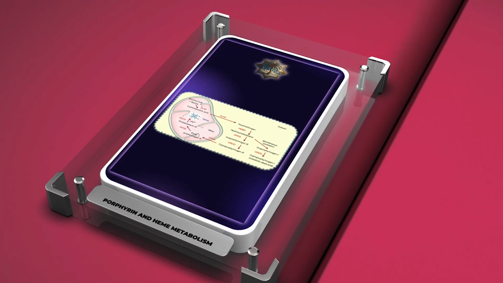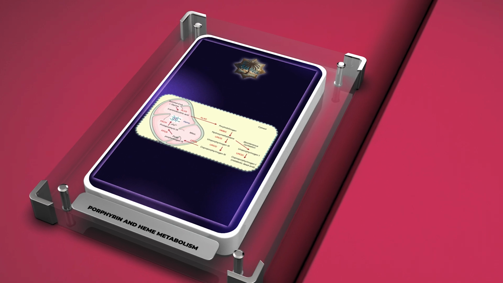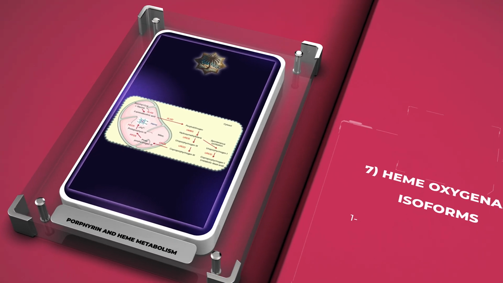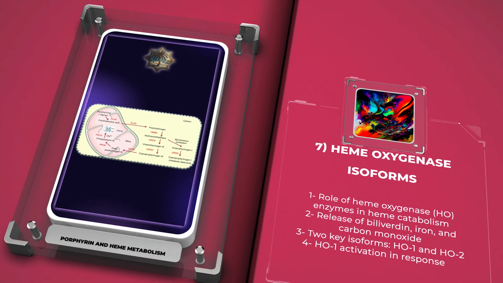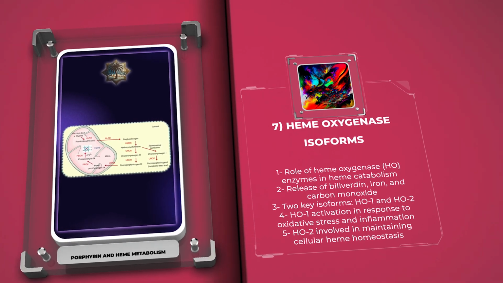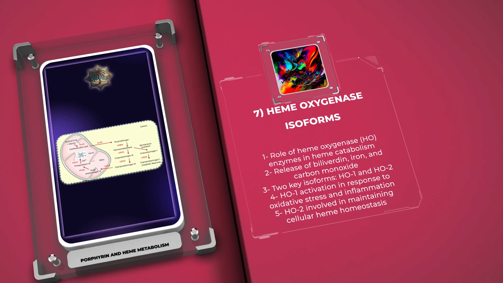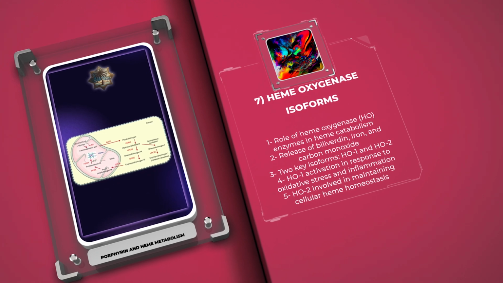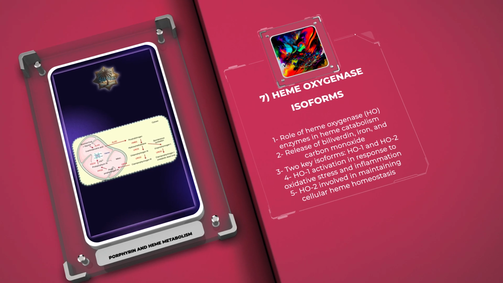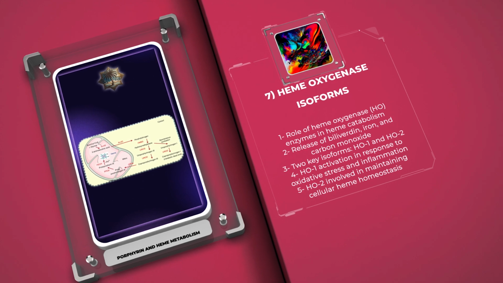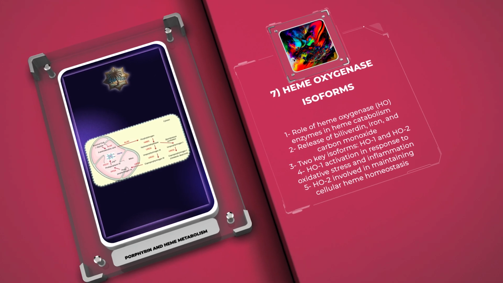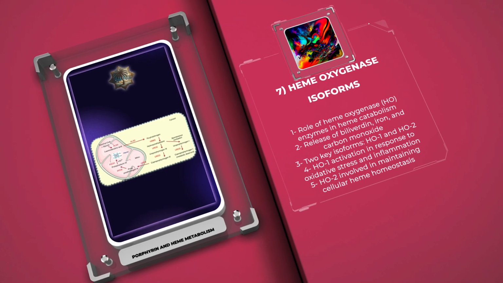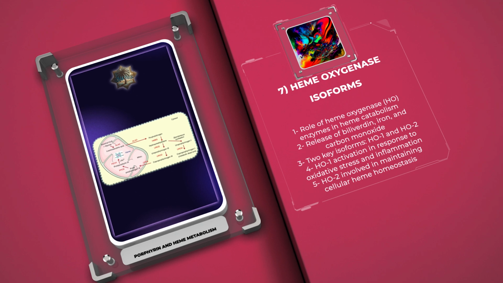Heme oxygenase, HO, enzymes play a pivotal role in heme catabolism, resulting in the release of biliverdin, iron, and carbon monoxide. There are two key isoforms of heme oxygenase, HO1 and HO2. HO1 is an inducible enzyme primarily activated in response to oxidative stress and inflammation, while HO2 is constitutively expressed and involved in maintaining cellular heme homeostasis. Understanding the functional differences between these two isoforms provides essential insights into the broader biological roles of heme metabolism.